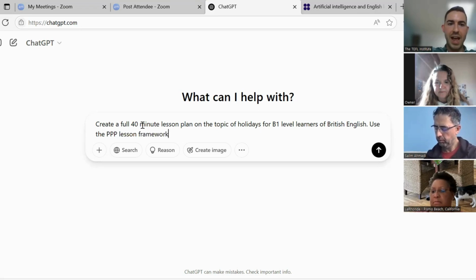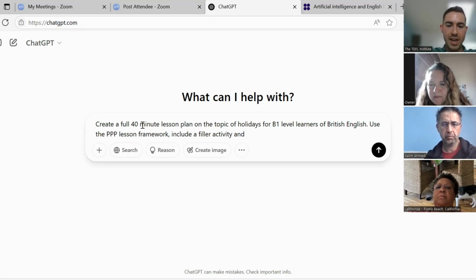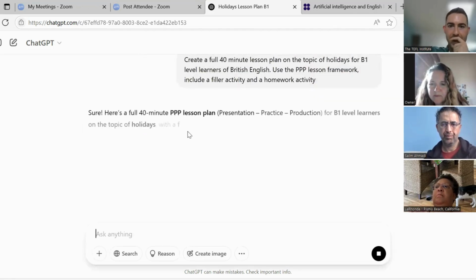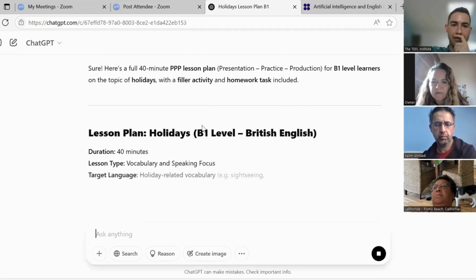framework, and we'll ask it as well to include a filler activity. So this is if the lesson finishes early, do I have something else that I can use with the students? And a homework activity, for example. That's our prompt. We put it in like this, and then it'll generate a lesson plan.